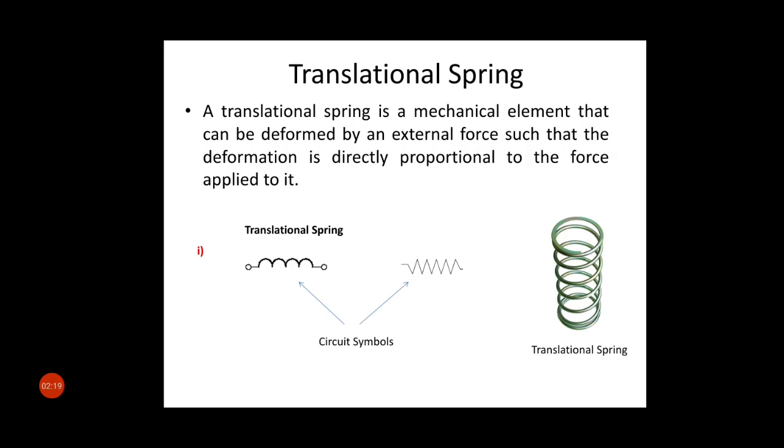Now come to the first element. First element is translational spring. A translational spring is a mechanical element that can be deformed by an external force such that the deformation is directly proportional to the force applied to it. It stores energy during the variation of its shape due to elastic deformation resulting from the application of a force.